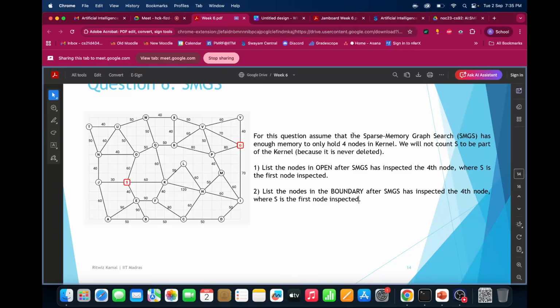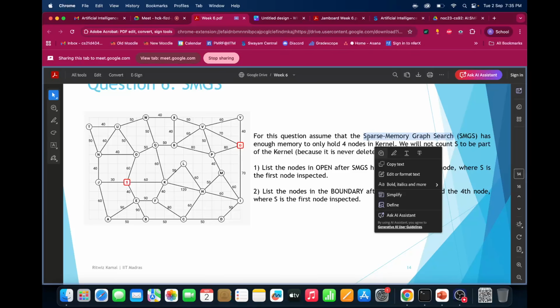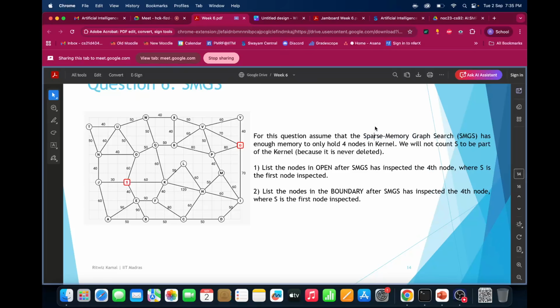So for this question, assume the sparse memory graph search, sparse because we are choosing to store only a sparse representation of the graph that we have in the closed list. We are considering only the boundary ones, and the kernel is separately stored, let's say in some other location, not in the RAM that you are using. Some hard disk or something, which has higher storage.